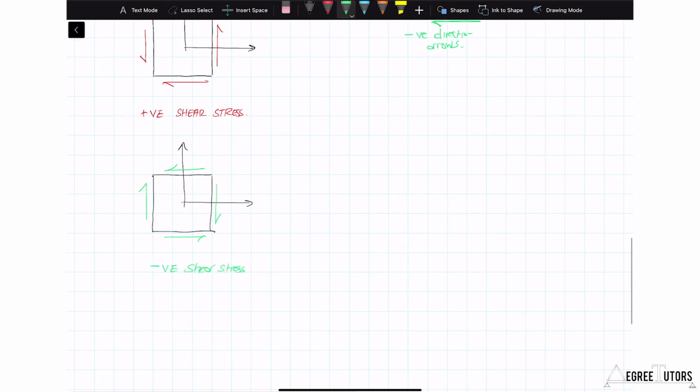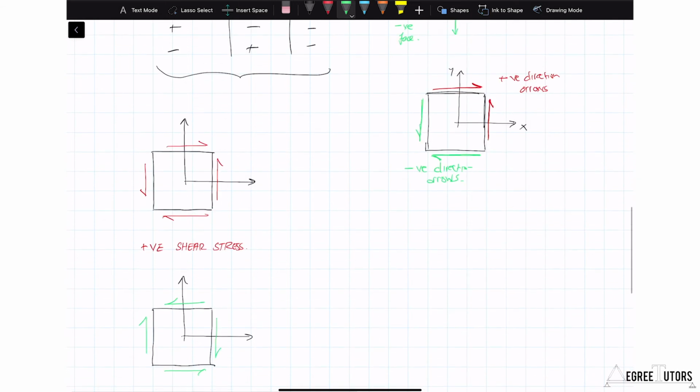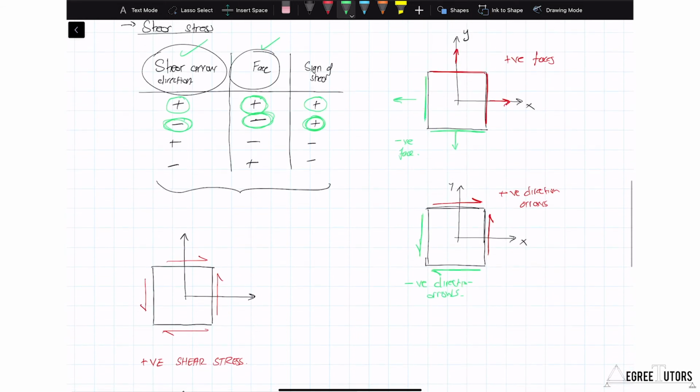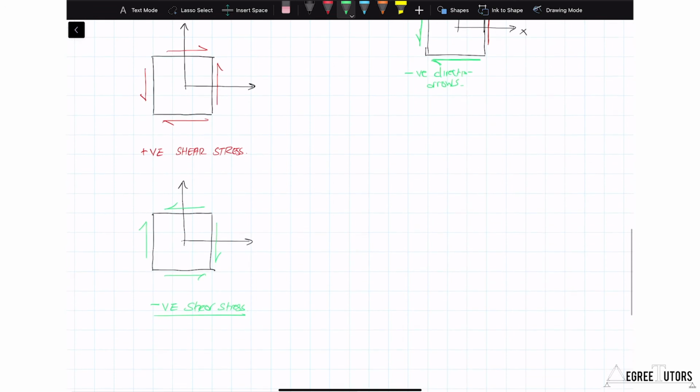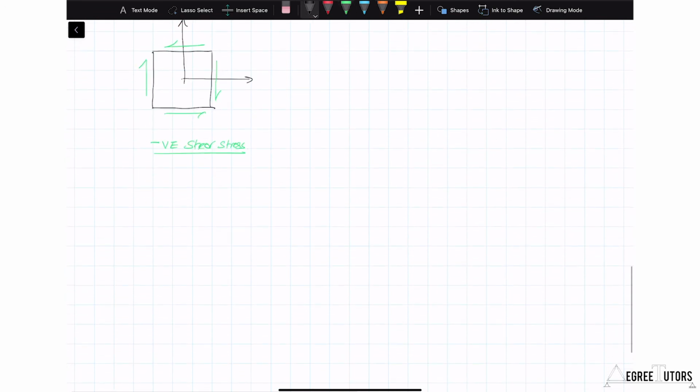So that is our sign convention for shear. It's determined by the sign of the face, whether it's a positive face or a negative face, and then by the direction of the arrow on that face. And we use the rules of multiplication to determine the sign of the actual shear stress itself, whether it's a positive shear or a negative shear. The next thing we're going to do is derive these transformation equations. So that's going to be the next step.